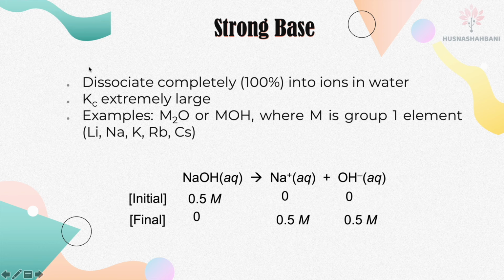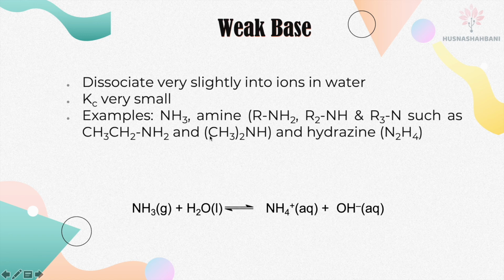Strong base dissociates completely into ions in water, so the Kc is extremely large, means NaOH will be converted to Na+ and OH-. For example, M2O or MOH. M is a group 1 metal, such as Li, Na, K, Rb, and Cs.